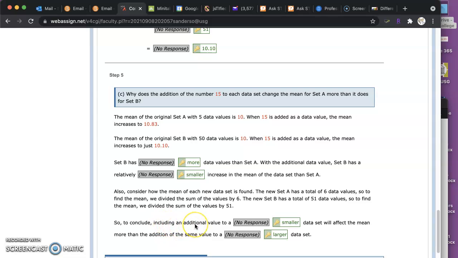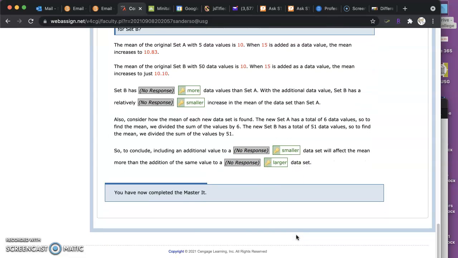So to conclude, including an additional value to a smaller data set will affect the mean more than the addition of that same value added to a larger data set. So I hope that helps.